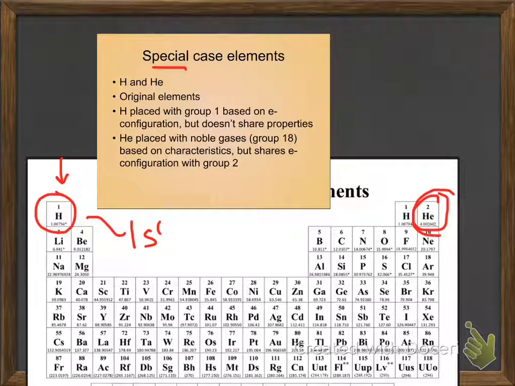Helium, on the other hand, is placed with the noble gases, group 18, based on its characteristics, because, of course, it's got a full upper valence shell, but it doesn't share the electron configuration of the rest of group 18 because it's got a 1s2 configuration, which we generally see something ending in s2 in group 2. Nonetheless, we consider helium a noble gas because it behaves like one. So they're kind of weird, but we give them a pass because, hey, they're really old.